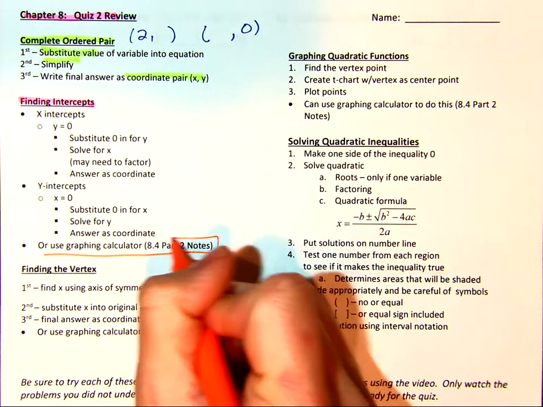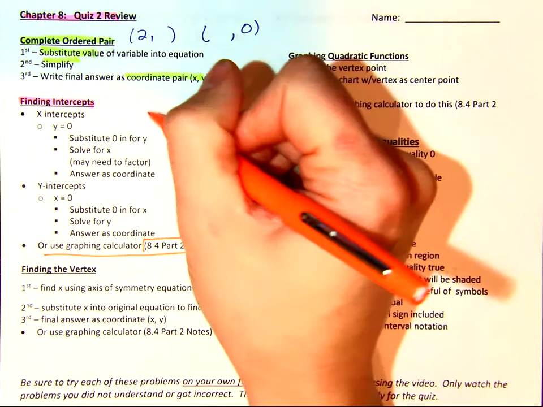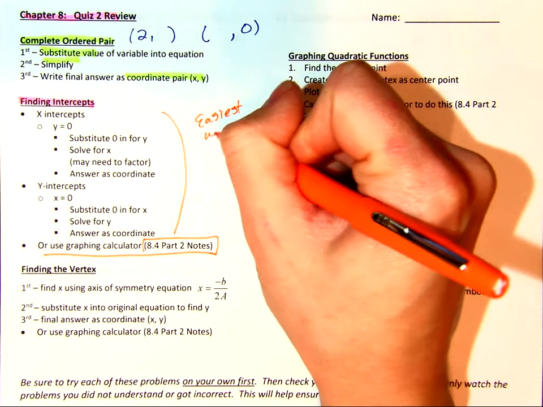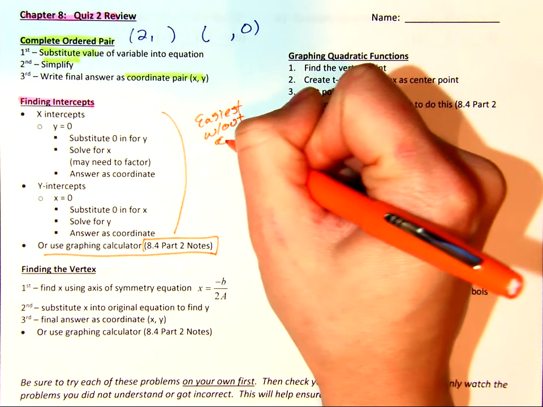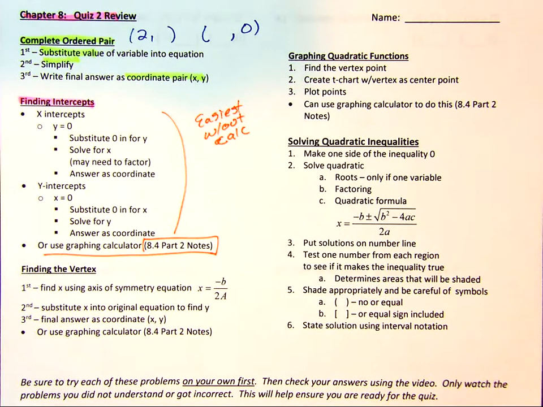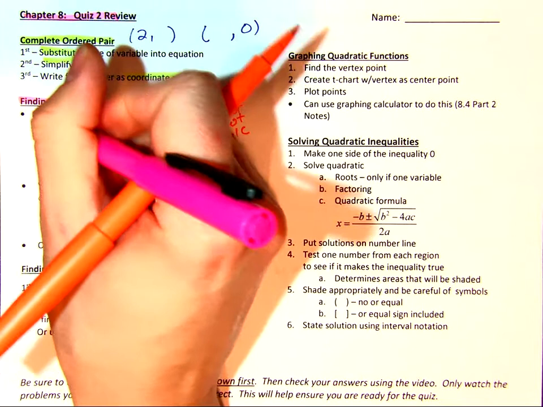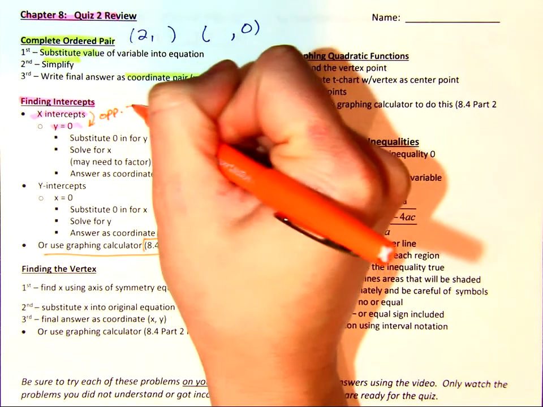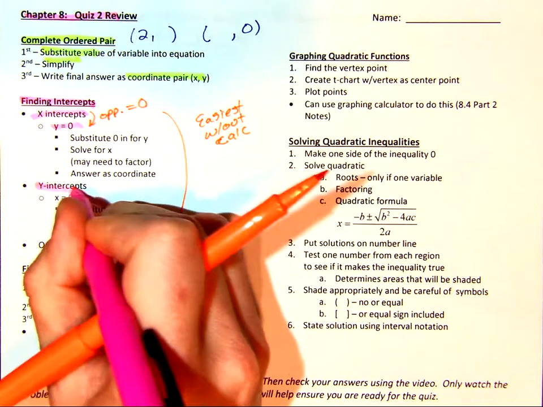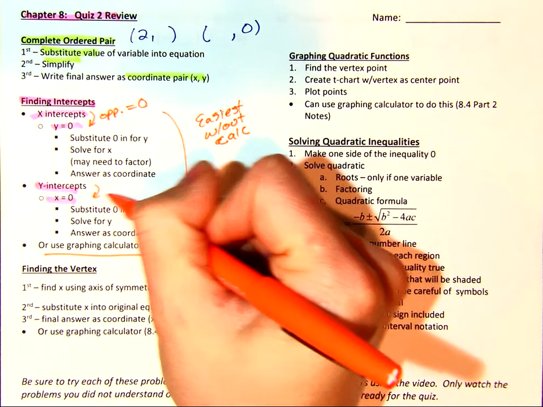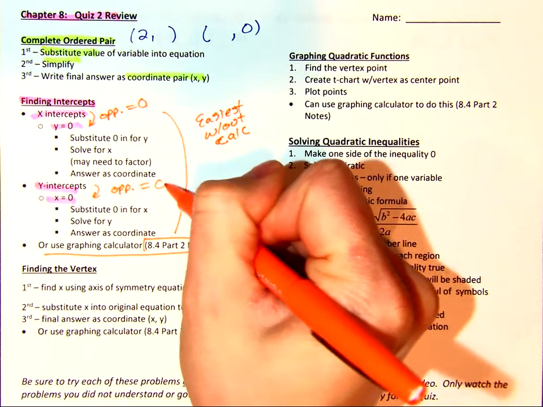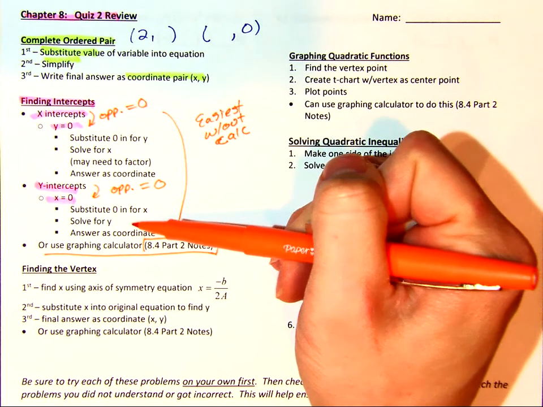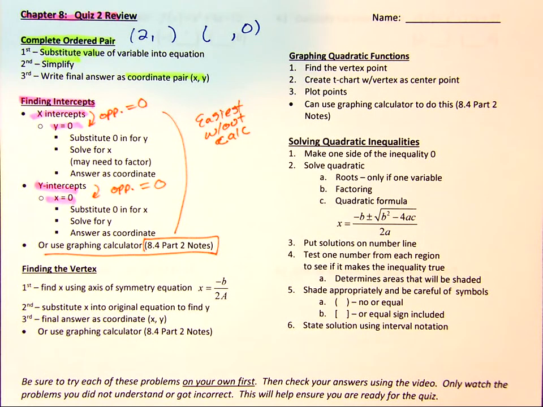If you want to review that, look at 8.4 part 2, but I really think that it's easiest just to do it yourself, because remembering those steps is difficult. So with this one, all you really have to remember is if you're trying to find the x-intercept, the y equals 0. So the opposite equals 0. Or if you're trying to find the y-intercept, then x equals 0. So again, the opposite equals 0. And then you substitute in, find the other variable, and answer as a coordinate.